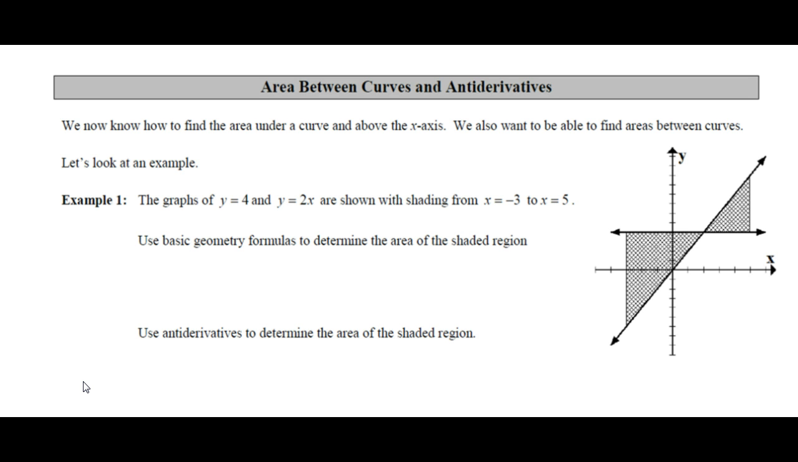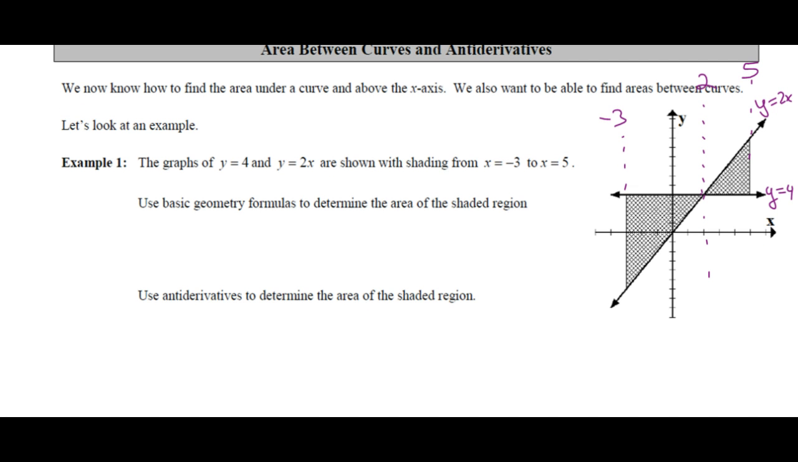So we've got the graphs of y equals 4 and y equals 2x. And we're going to go from -3 to 5. So that's -3, and that's 5, and this is where they meet, which is 2. And we want to find this area, right? Now we can just use basic geometry, right? It's just two triangles. So we can fill in some numbers.